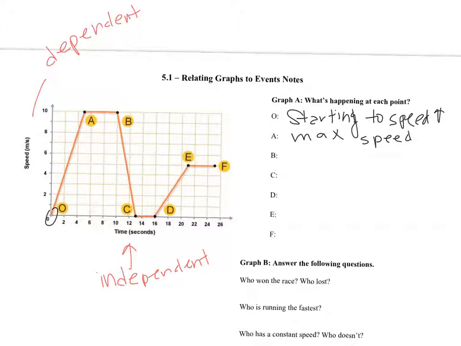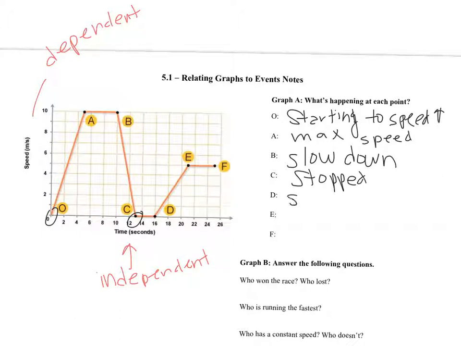So if you look at the steepness between here and here, we're speeding up faster. We're accelerating faster than right here. This is more gradual. So at B we start to slow down. It's the beginning of our slowdown. At point C, we are stopped because our speed is 0 meters per second.